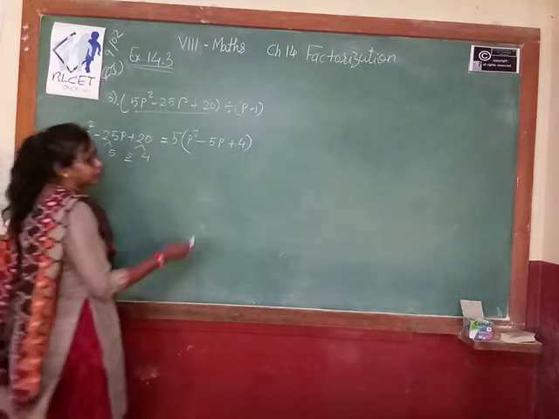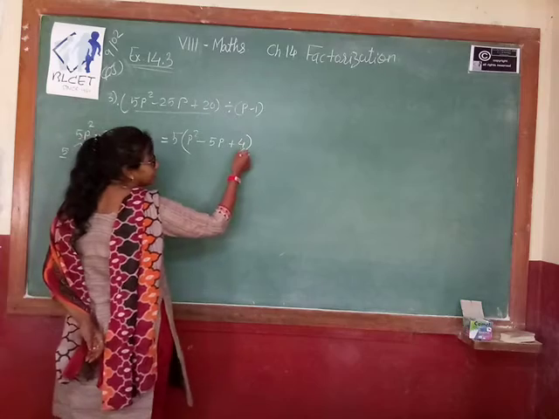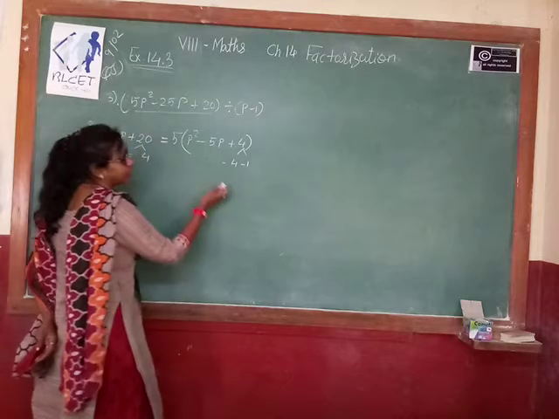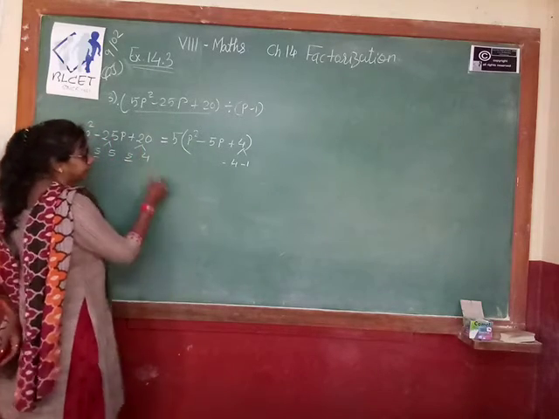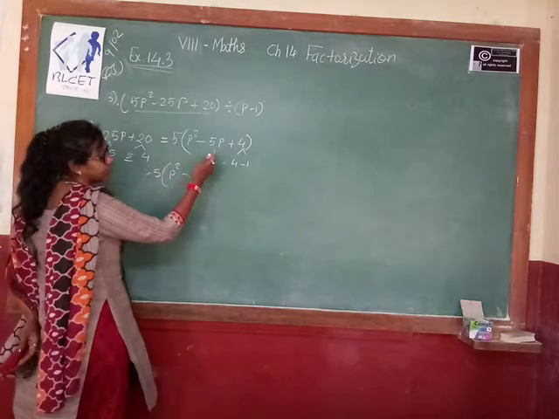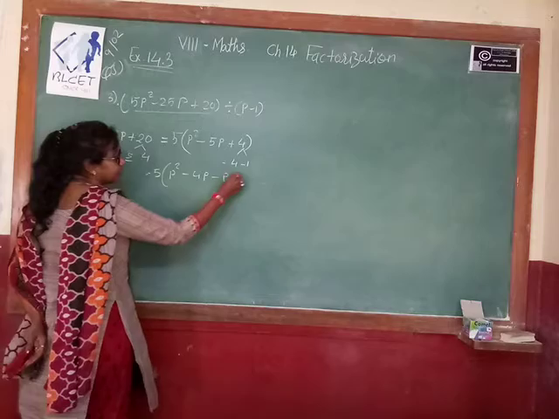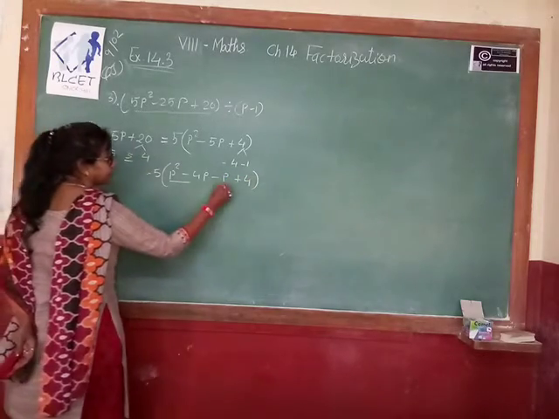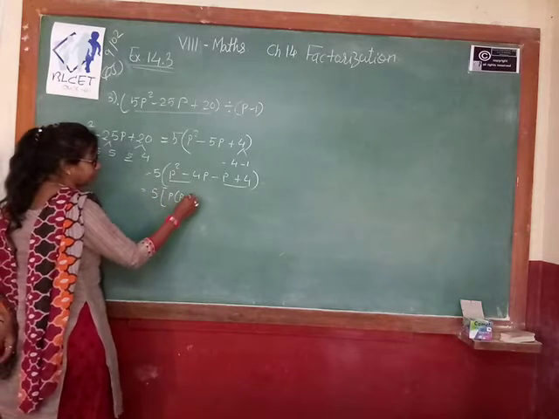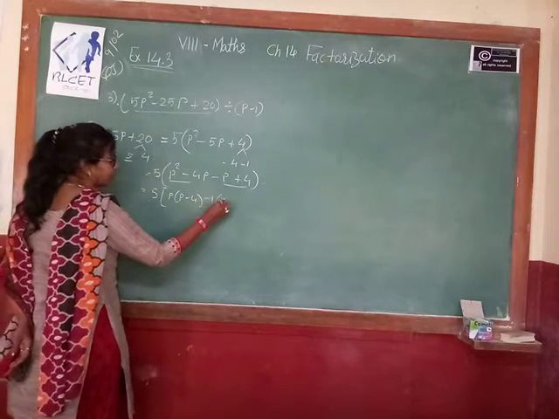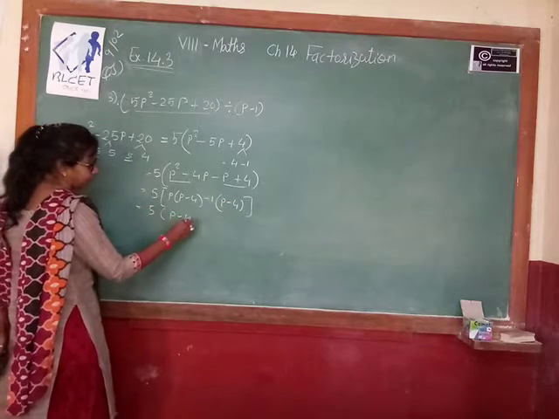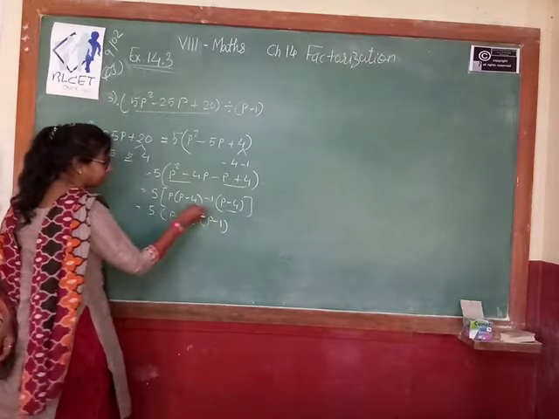Now we use the x plus a, x plus b identity. Factors of 4: 4 1s are 4. Minus 4 minus 1 will give you minus 5. So 5 times p square minus 4p, in place of minus 5p we write minus 4p minus p plus 4. So p is common, p minus 4. Here minus 1 is common, so p minus 4. So what are the factors? 5, p minus 4 and p minus 1 are the factors.